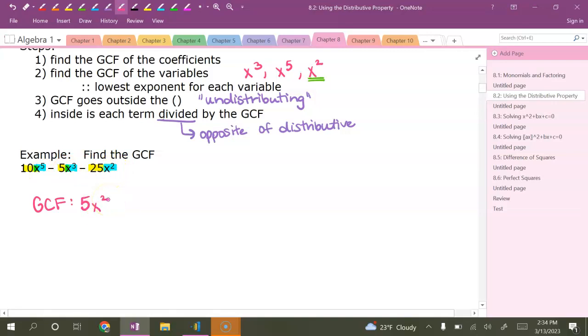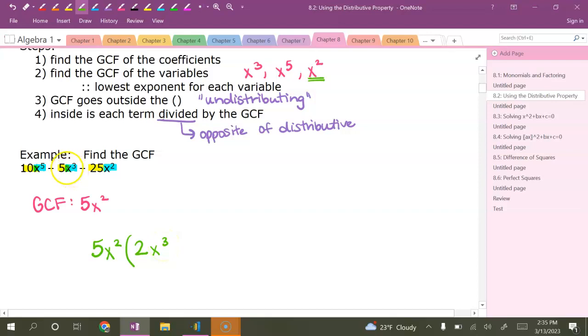So my GCF is going to be 5x squared. So to write my answer, I put 5x squared out front of the parentheses, and what's left is if I take those three terms and I divide them each by a 5 and I take away x squared. So 10 divided by 5 would leave me with a 2, and if I have x to the 5th power and I take away 2 of those x's, I'm left with 3. So I write that as x to the 3rd.